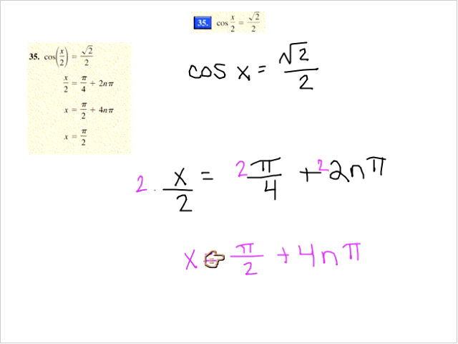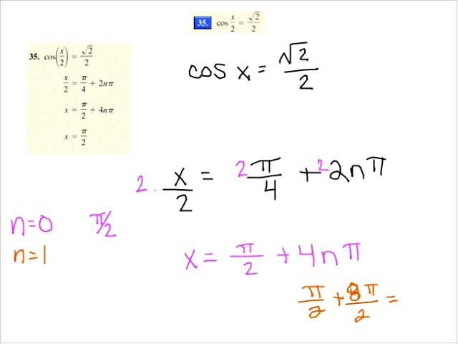Okay, and let me see here. Is there a certain interval? It's between 0 and 2 pi. So let's start sticking values in for n. If n equals 0, I get pi over 2 for my answer. And I want to make sure I hit every single answer in this interval. So when n equals 1, let's see, I get 2 pi over 2 plus 4 pi, which is really 8 pi over 2. So that gives me 9 pi over 2, sorry, not n pi.